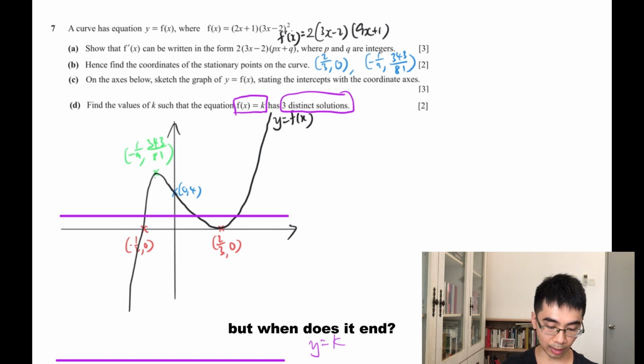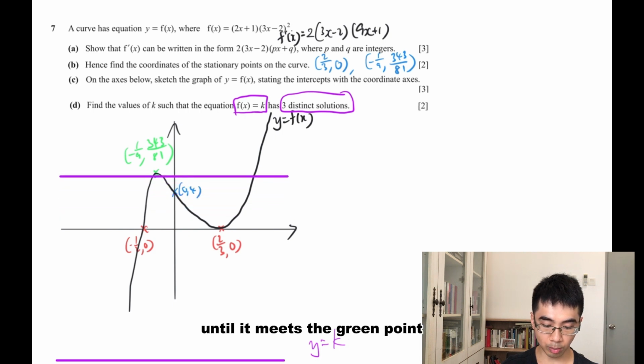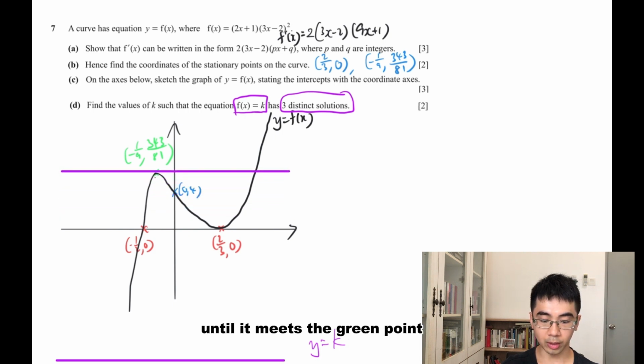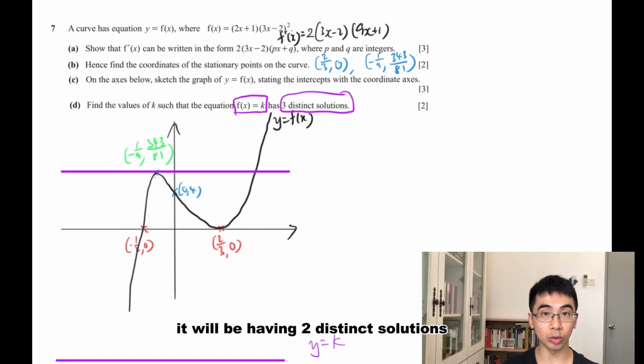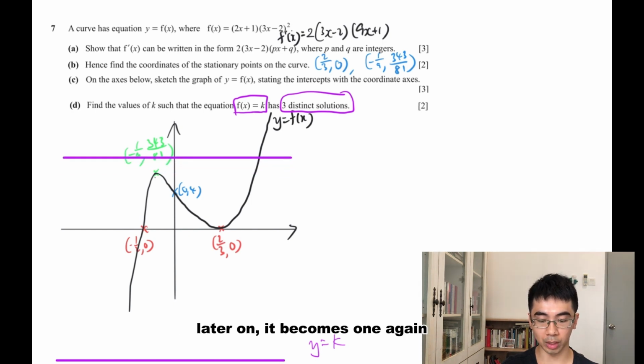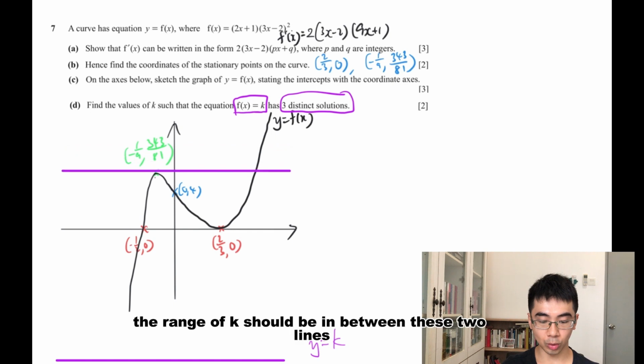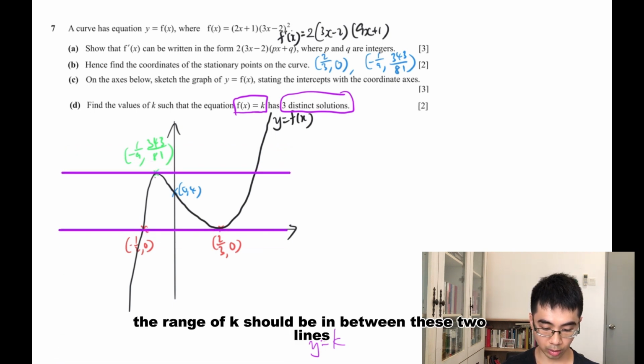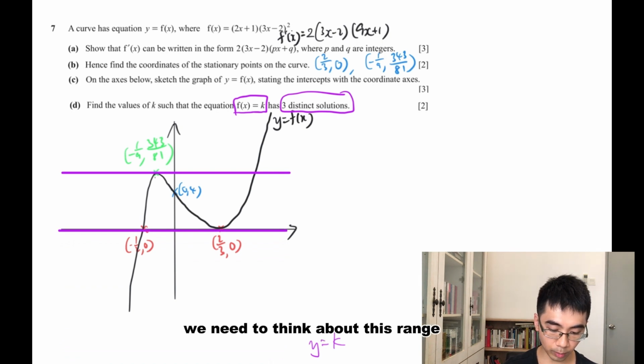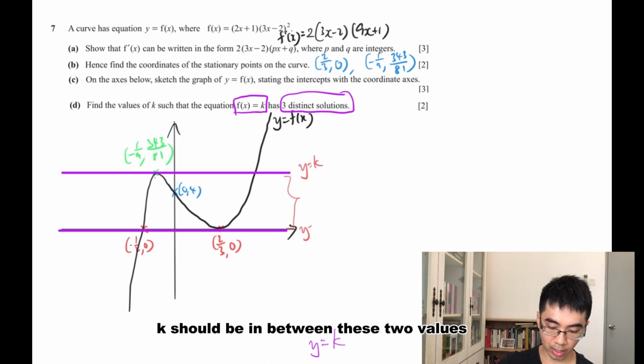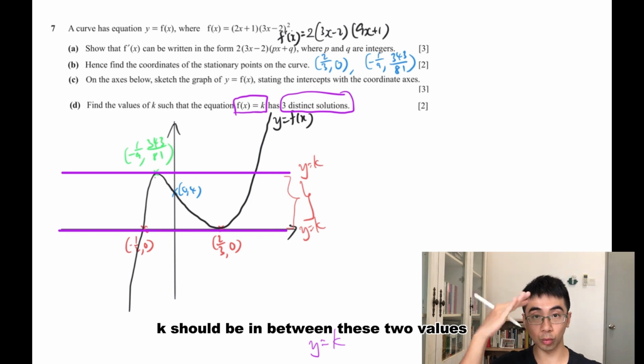But when does it end? When k is going up again until it meets the green point, it will be having 2 distinct solutions, and then later on it becomes 1 again. So the range of k should be in between this and this. So we need to think about this range. k should be in between these two values.